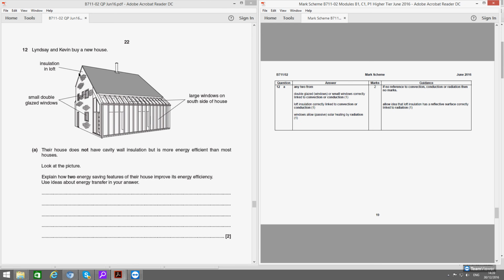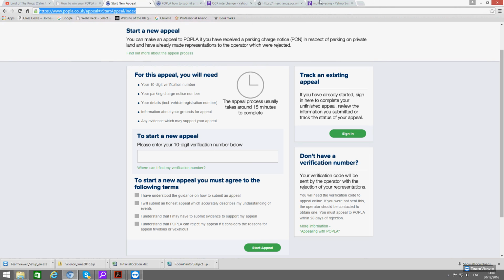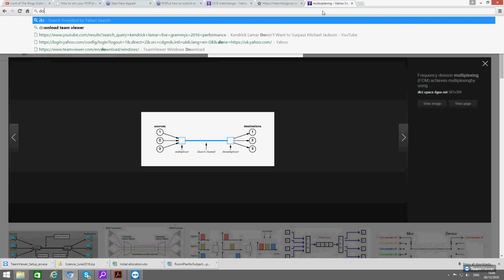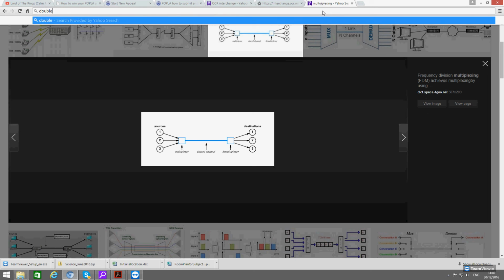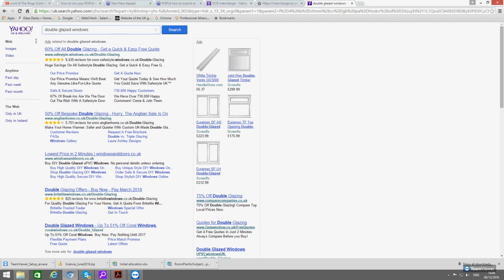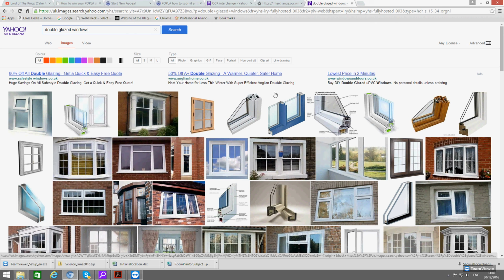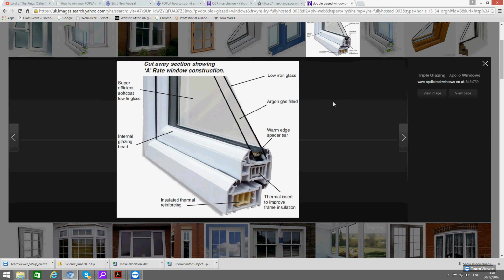Now look at this logically. Double glazed, so where are we? There we are. Double glazed windows. If you've got double glazing in your windows, let me show you. Let's go to images. So if we look at these double glazed windows, you can see that there's one pane of glass, that's your single glaze. That is your second pane of glass, which is your double glazed window.